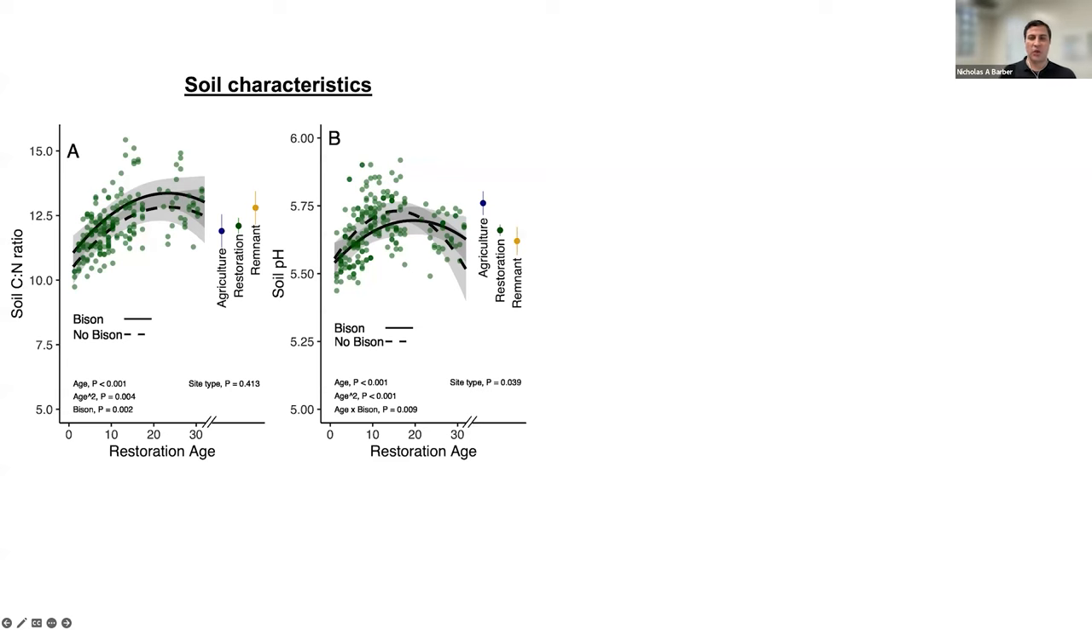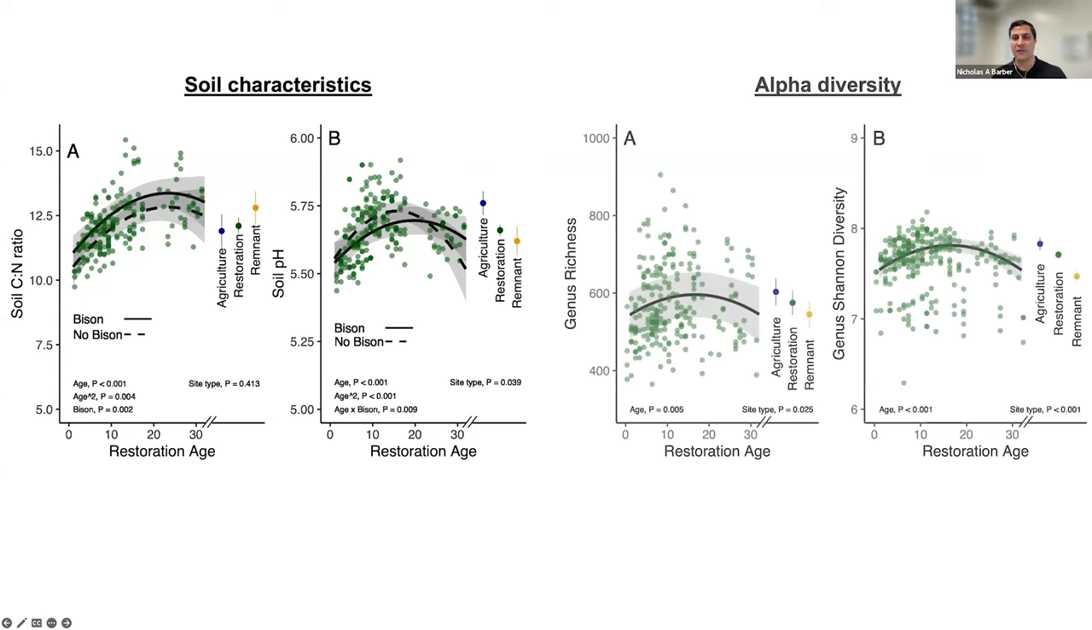So then do these differences in soil conditions with age and bison translate to differences in prokaryotic diversity? Kind of. Again, this hump-shaped pattern for both richness and Shannon diversity, suggesting soil diversity increases after restoration to a point and then declines in the oldest plantings, sort of like the plant richness decline that we see in older communities. Here, however, that apparent impact of bison on soil abiotic conditions doesn't translate to differences in microbial diversity, only age effects were present. And then if we look at site type on the right side of each figure, there's also lower richness and lower diversity in remnants. So that decline in older restorations is actually making them more similar to these low diversity remnant soils.